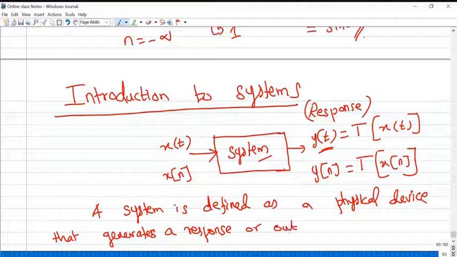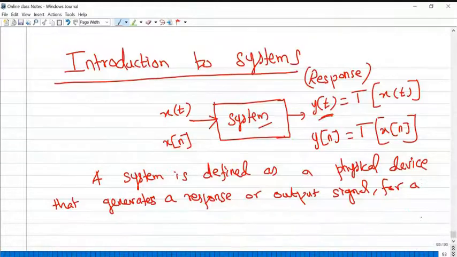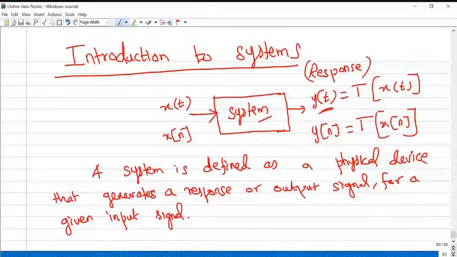The response or output, the response of the system or output signal, for a given input signal. So this is the definition of a system. In our subject, we are not going to concentrate on a particular system or a real time system, just the basics of the system and the classifications, the different types of systems that exist.